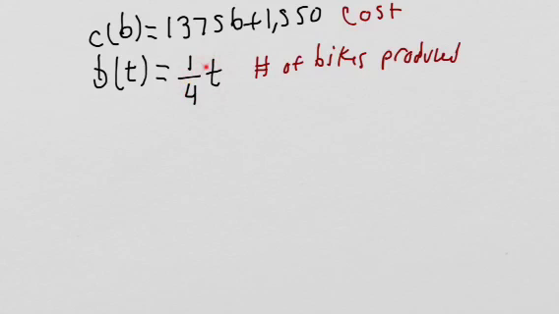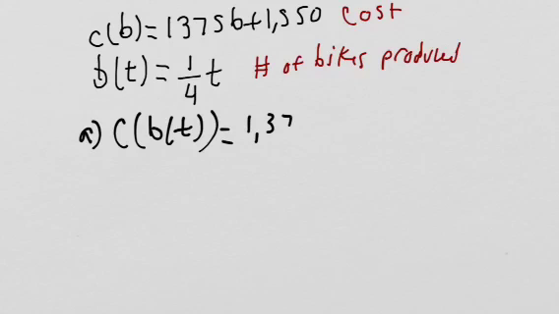So hours are going to pass, we're going to produce bikes, and then all those bikes are going to cost money. So for part A, it's saying find and interpret the composition of functions c of b of t. So let's find it first. So we're plugging in b of t to c. So we get 1,375 times our variable plus 1,550.